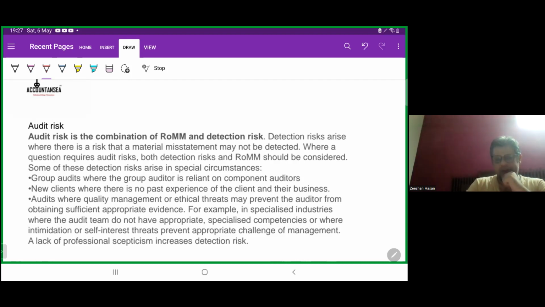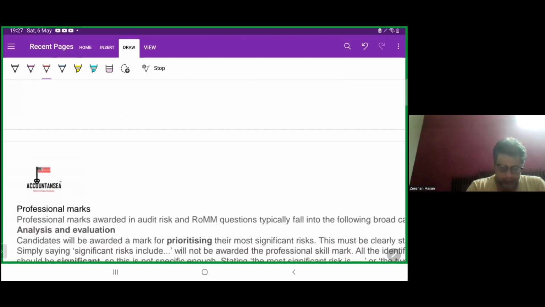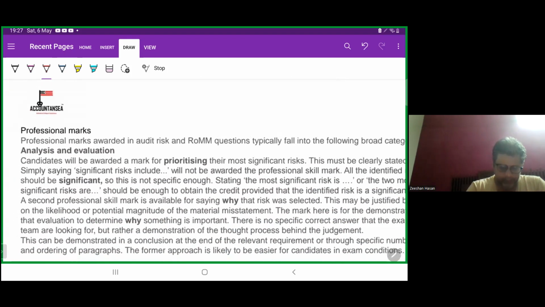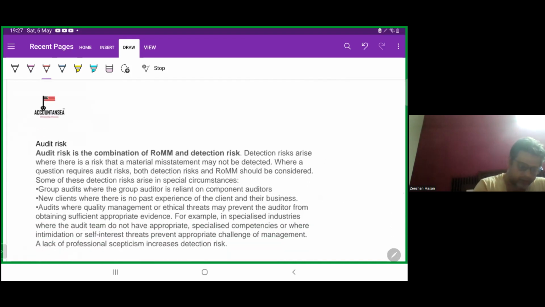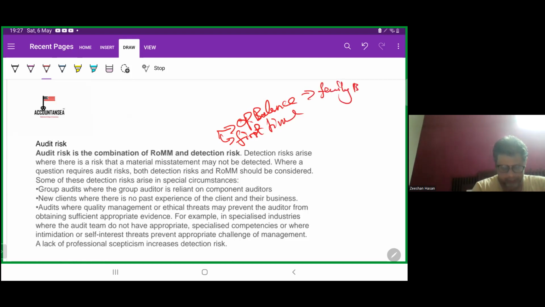A lack of professional skepticism increases detection risk, right? Examples of audit risk or detection risk are opening balances, first time audit, a family based business seeking to list on stock exchange, right?